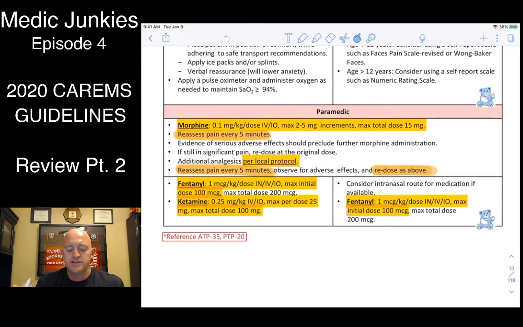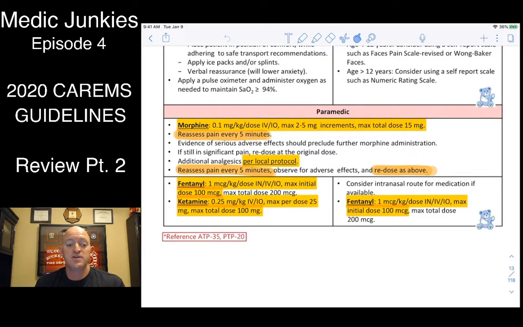Now, fentanyl, same, 1 mic per kilo. We've had that intranasal, IV, IO. We're going to go a max of 100 micrograms per dose, okay? We do carry 300 mics, but we're only allowed to give 200. So if we want to give that extra 100, got to patch for it.